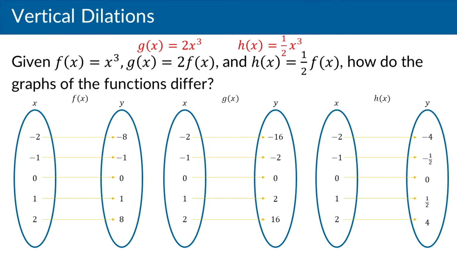So now it's important for us to look at these three mappings and try to establish what it is that changed between them. How did they differ because we multiplied by a 2 or multiplied by a 1/2?